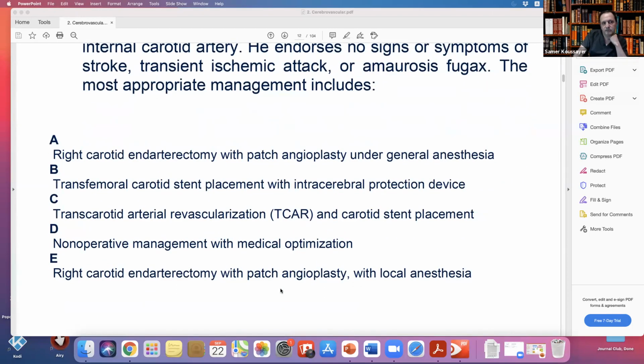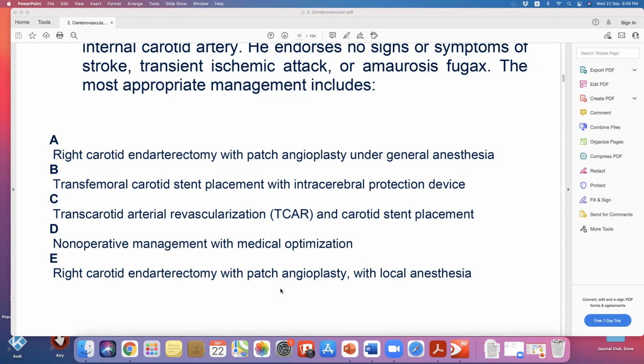A, right carotid endarterectomy with patch angioplasty under general anesthesia. B, transfemoral carotid stent placement with intracerebral protection device. C, transcarotid arterial revascularization and carotid stent placement. D, non-operative management with medical optimization. I will choose D. E, right carotid endarterectomy with patch angioplasty with local anesthesia. It's obvious, D is obvious.